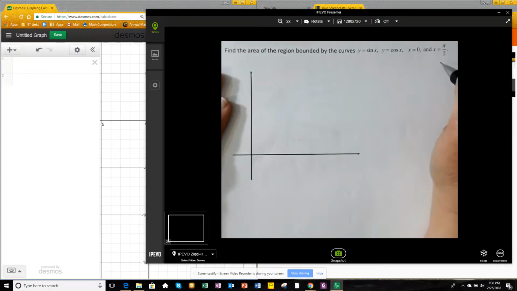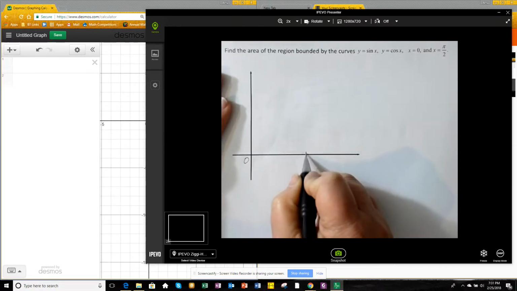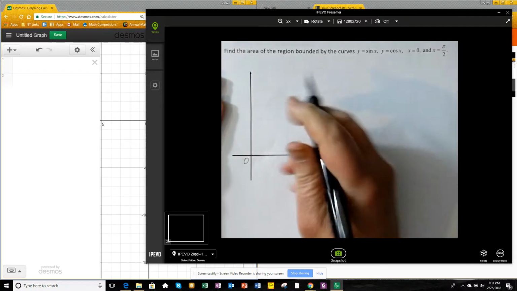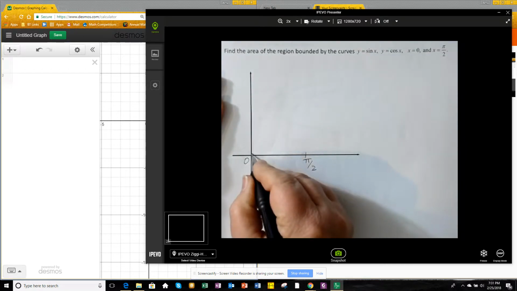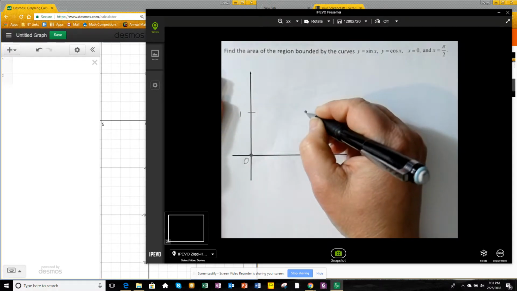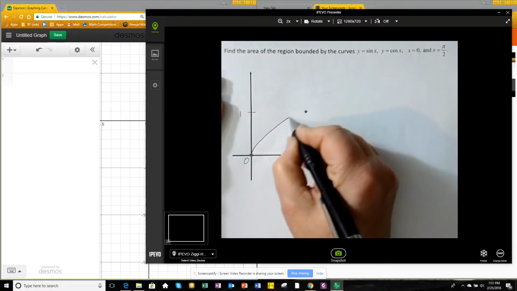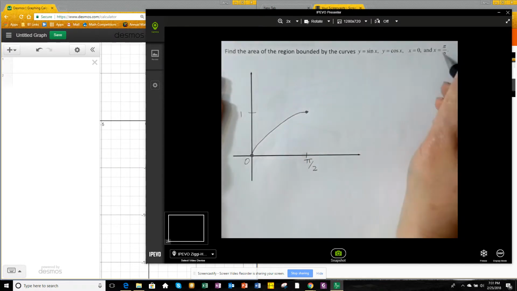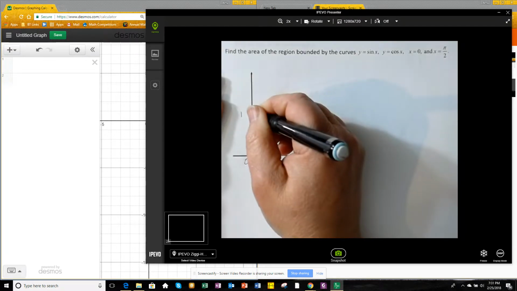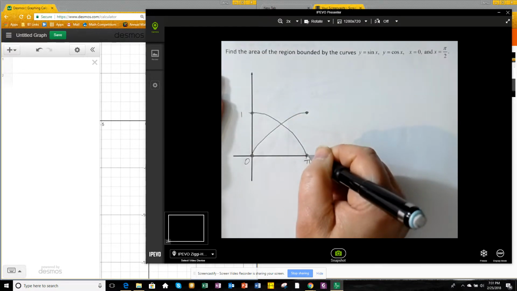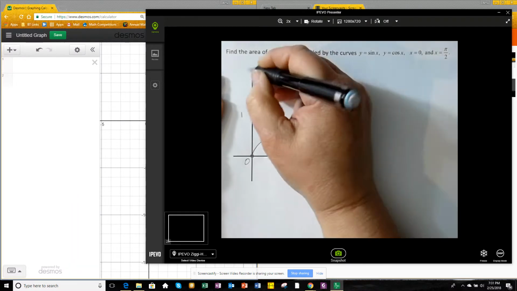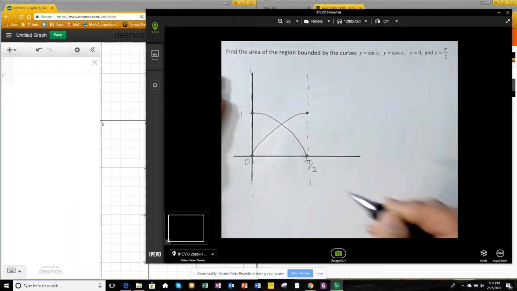So I'm going to put a 0 here, and I'm going to put pi over 2 right here. And now we have to graph sine. Well, sine starts at 0, and then at pi over 2, the sine of pi over 2 is 1. So it's going to do the nice bending sine curve there. And then cosine starts at 1 and then ends at pi over 2. And then we're going to find the area between those two curves and those two lines.